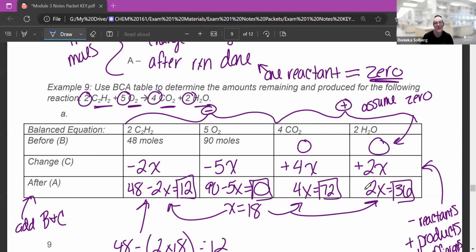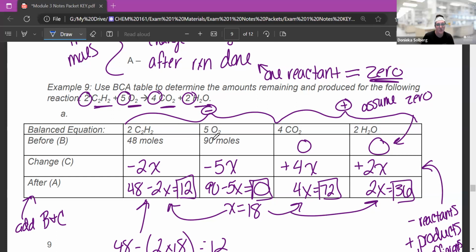Now, how do I solve for the actual amounts without the x's? Well, we know one of the reactants is going to be limiting. One of them is going to end up with 0 left. The other one is going to end up with some left. So if you can't tell, I've got 48 of these and 90 of these.